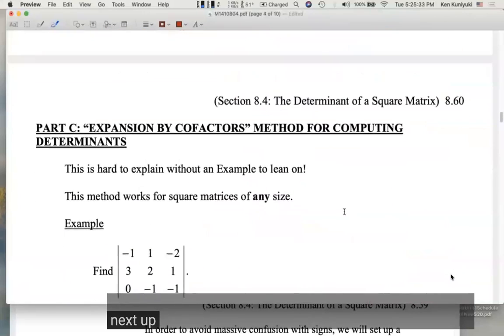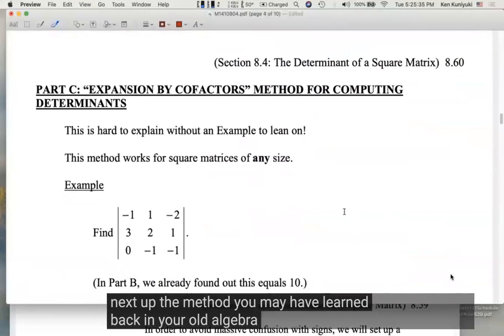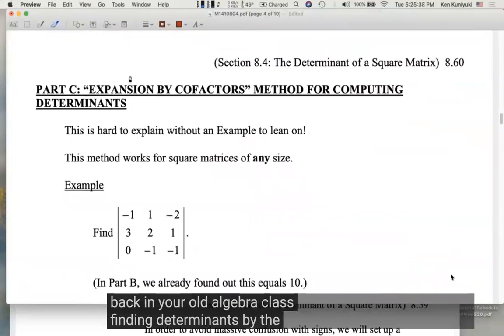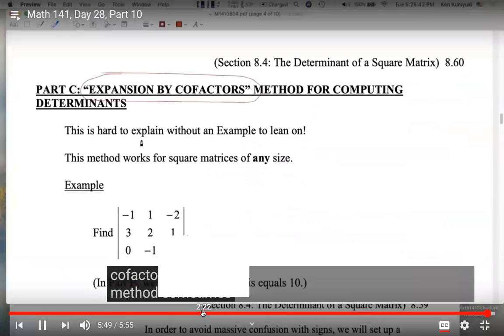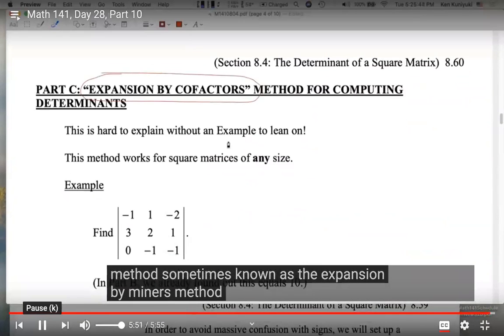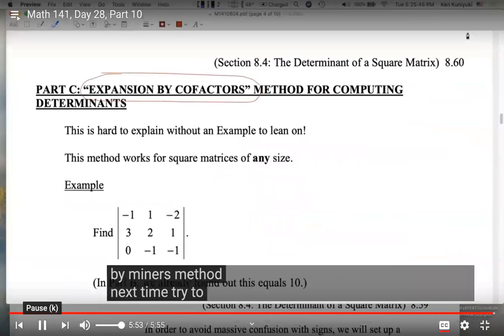Next up, the method you may have learned back in your old algebra class, finding determinants by the expansion by cofactors method, sometimes known as the expansion by minors method. Next time, try to remember. Okay, questions. That's minors with an O. Questions. Do you remember determinants? Okay, they're usually numbers, but they can be expressions like e to the x or sine of x. All right, determinants. Next.